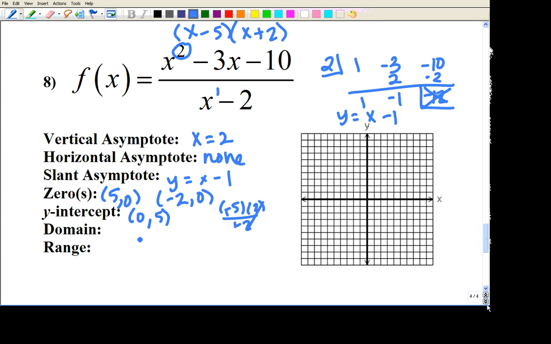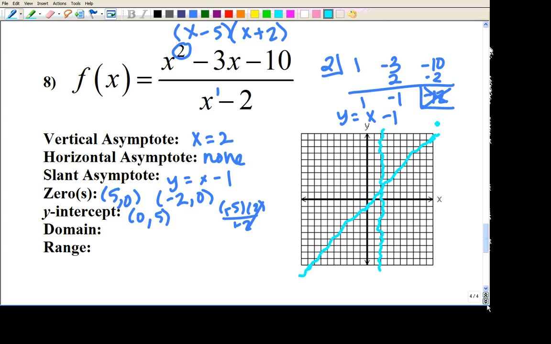Okay. All right, so let's go ahead and plot the vertical and slant asymptote. So our vertical asymptote is at x equals 2. Our slant asymptote is y equals x minus 1, so it'll have a y-intercept of negative 1 and a slope of 1.